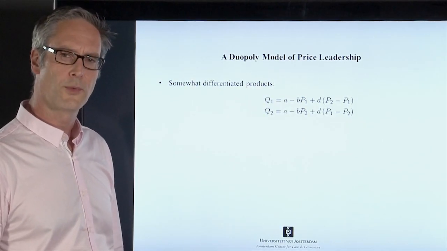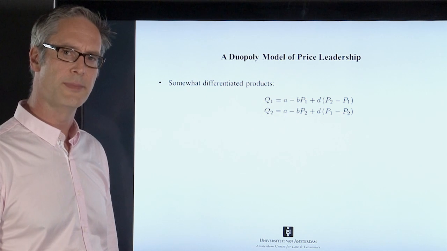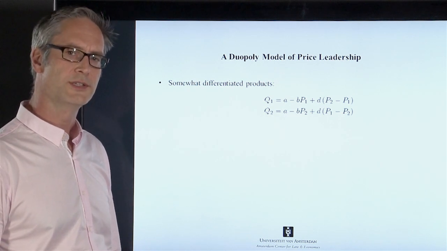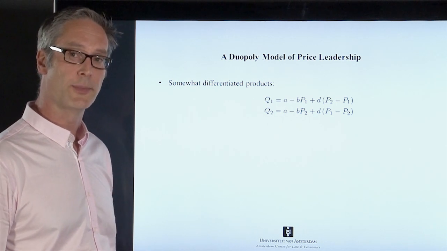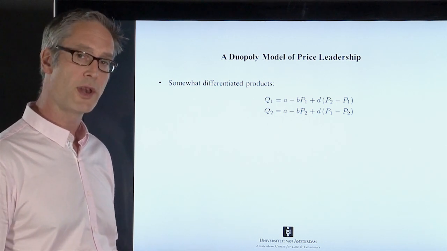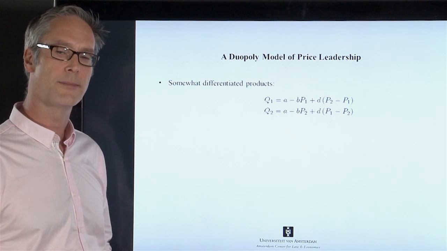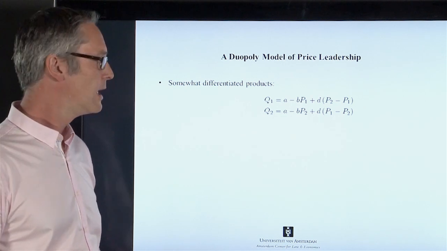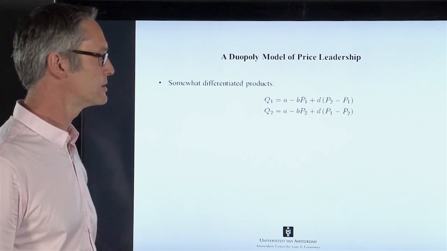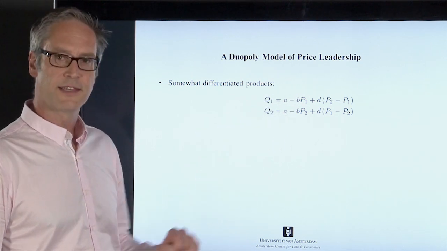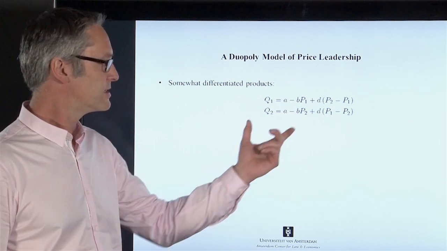To consider the coordinating effect of a price leadership band in a simple price leadership model, let's consider the simplest possible setup with just two banks, Bank 1 and Bank 2, where Bank 1 will be the leader and Bank 2 is going to be the follower. And those banks are offering mortgages, which are slightly differentiated products.